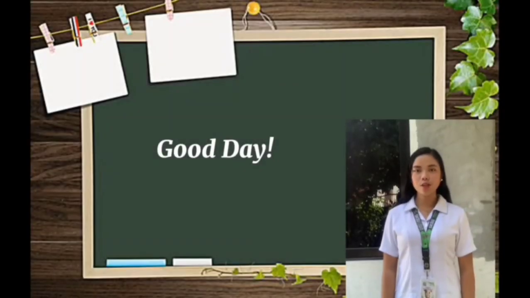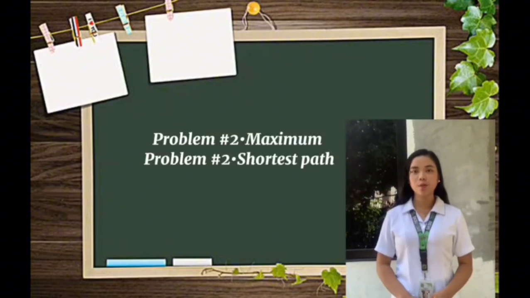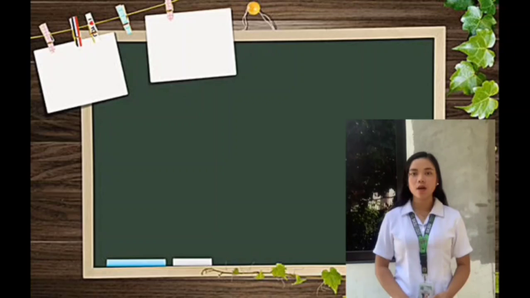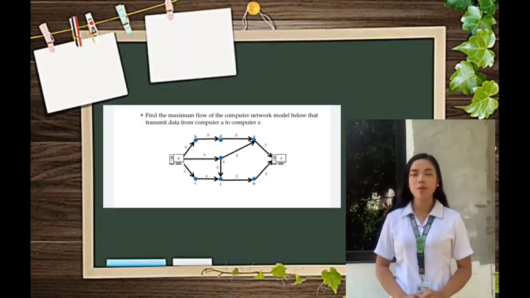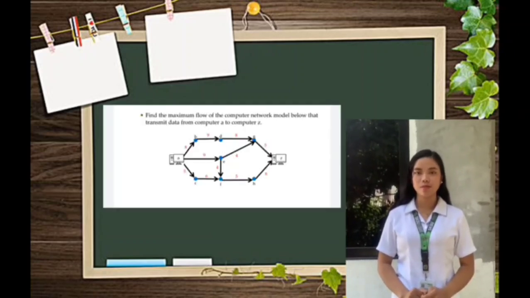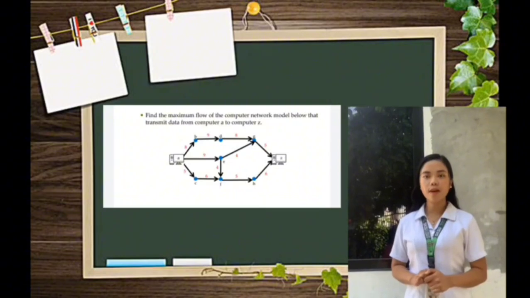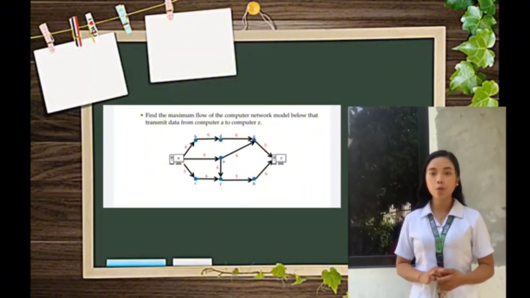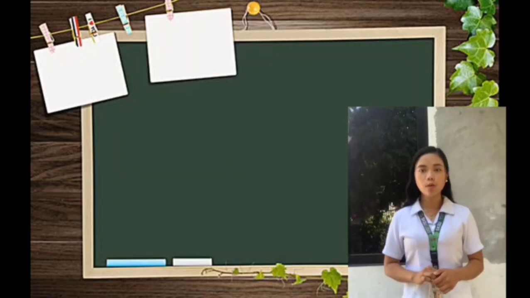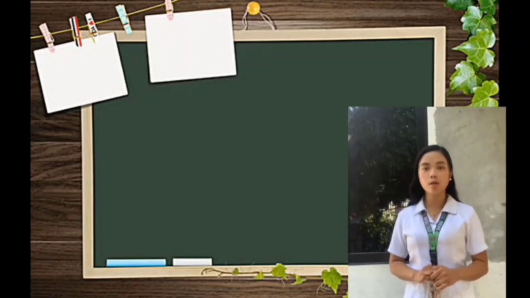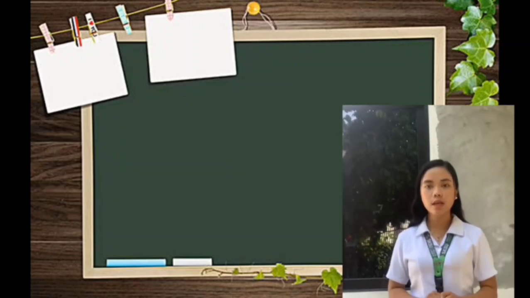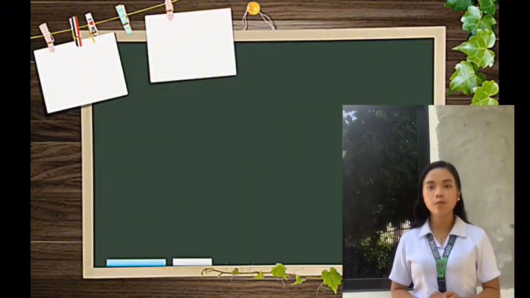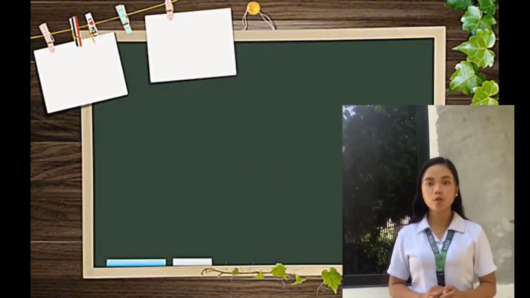Good day everyone, good day mom. Today I'll discuss problem number 2 of maximum flow and problem number 2 of shortest path. First I'll discuss problem number 2 of maximum flow. The problem is to find the maximum flow of the computer network model below that transmits data from computer A to computer Z. To solve this problem, the maximum flow in the network from source to sink can be determined using the Ford-Fulkerson algorithm. Here are the steps to solve the problem.